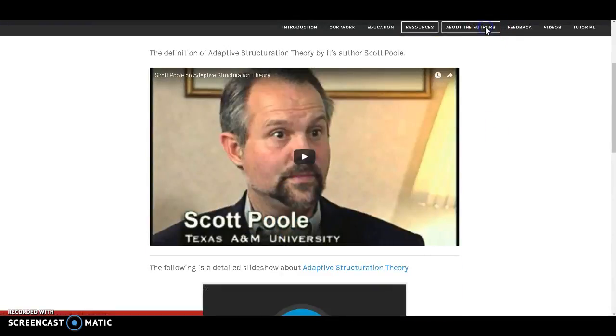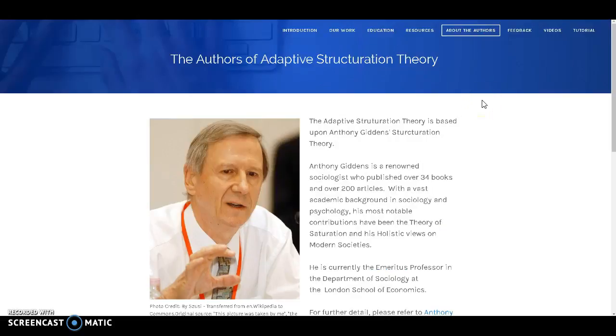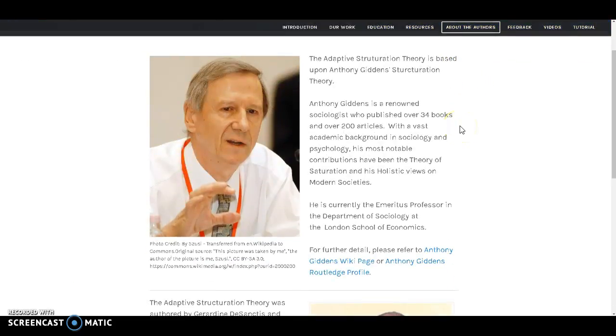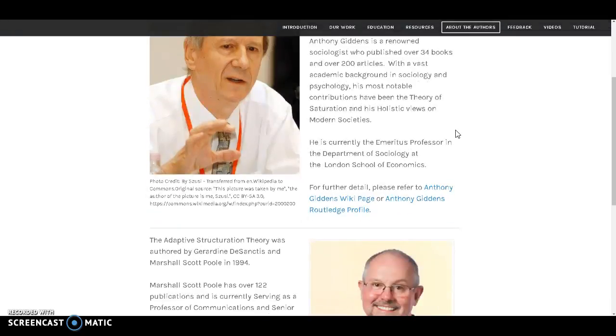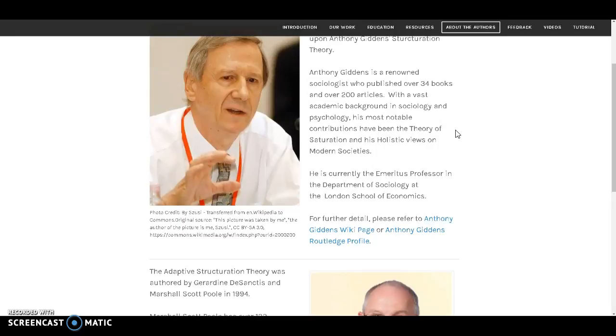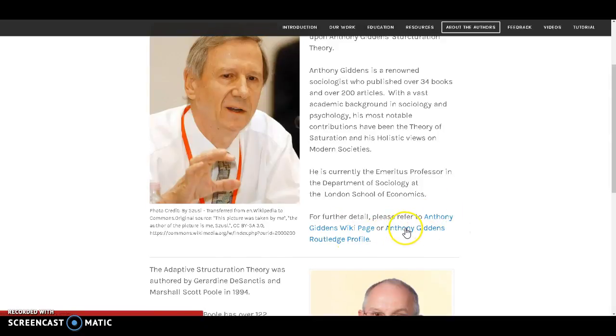The next page on the list is about the authors, and this page basically gives you a brief profile of the individuals who were actively involved in authoring the adaptive structuration theory. As mentioned before, the adaptive structuration theory is basically based upon Anthony Giddens' structuration theory. Anthony Giddens is a renowned sociologist who's also very politically involved in the UK. Currently, he's working at the London School of Economics. In order to gain further information about his profile, you can easily access his wiki page or his Routledge profile. Both links have been provided on this page.